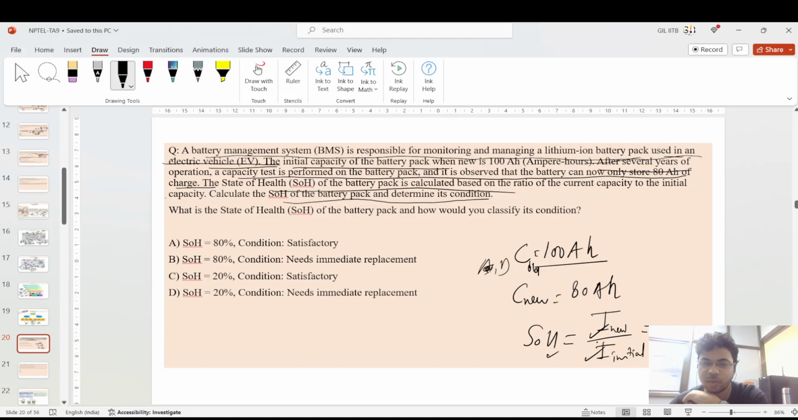So through the question you can say that SOH is a factor of I new divided by I initial. Capacity is actually the current multiplied by the time. And the time in what sense? Time in the sense that it can discharge this amount of current in that amount of time.